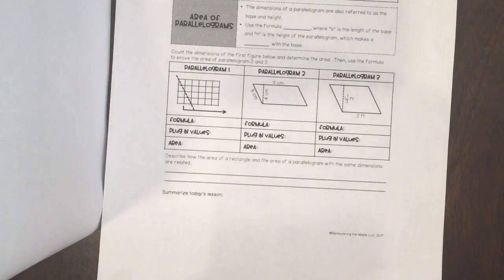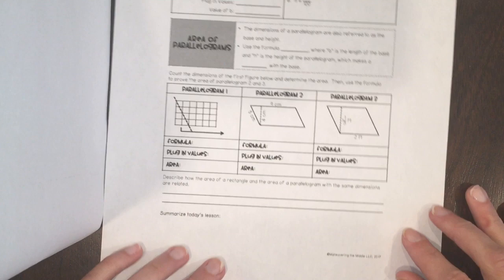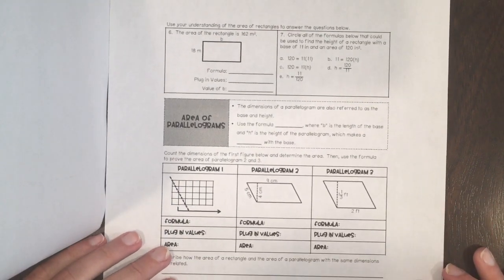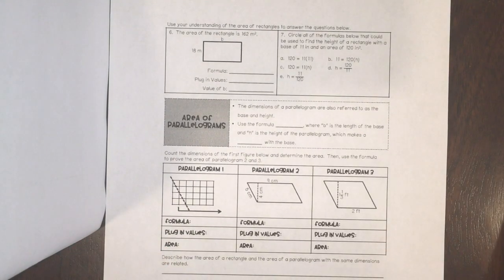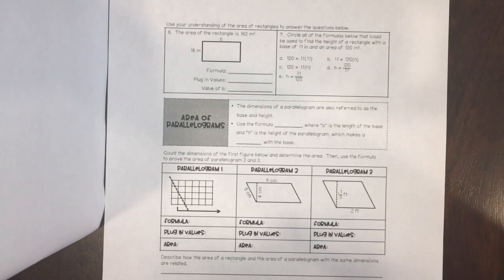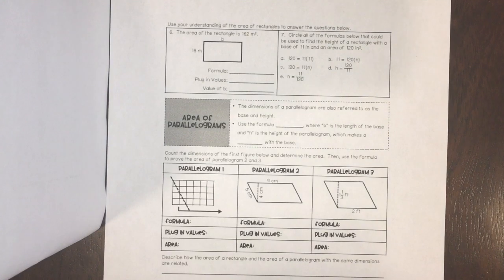Okay, on to the second page. We have some trickier problems here, and like I said, these will be similar to what you might see on your quiz this week. So 6 says the area of the rectangle is 162 square meters. We are looking for the base.